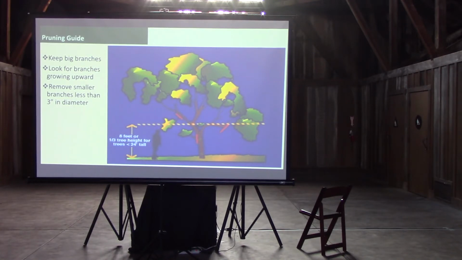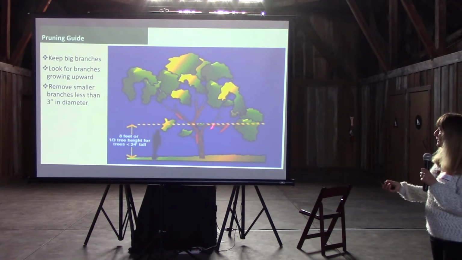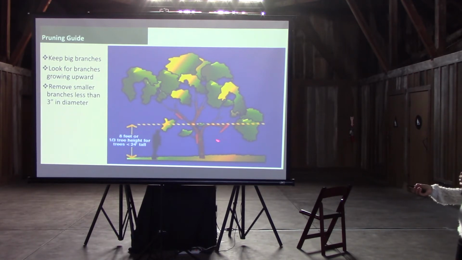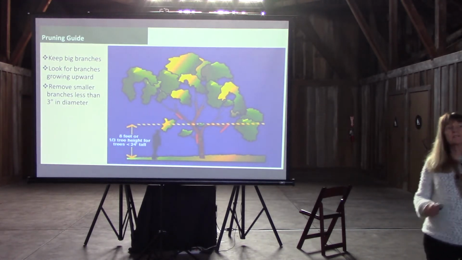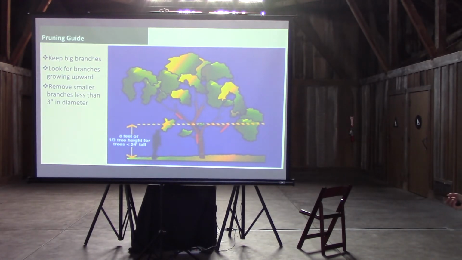We're going to get into the images and captions. We have talked about this already. Carol did a great job talking about the branches heading up, the branches heading down, and 8 feet or 1/3 the height of the tree for trees that are 24 feet or taller. I think you saw that question on here, so I thought I'd point that out again.